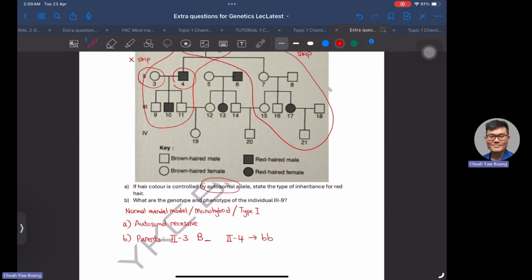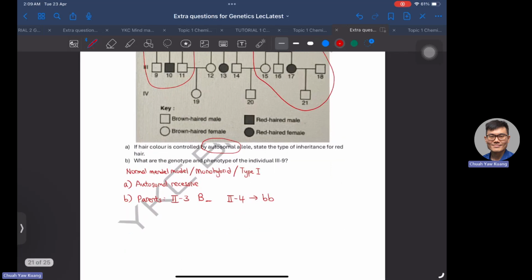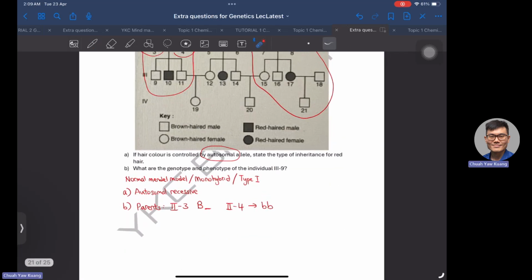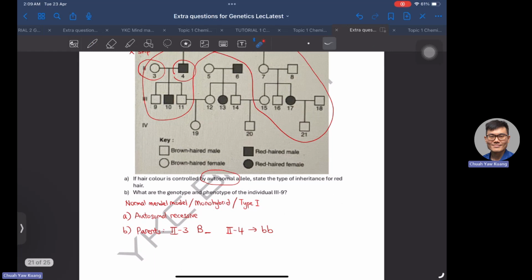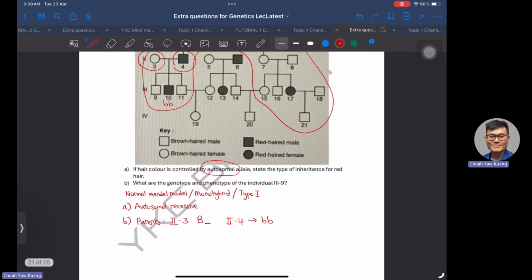Okay, so once we know this, next. Over here, you can see that this pair of parents is producing the child. And one of their sons is having red hair. That means he has the homozygous recessive trait. So based on this, now we can try to think. You don't need to put this into calculation, but you can do the confirmation in the draft paper.